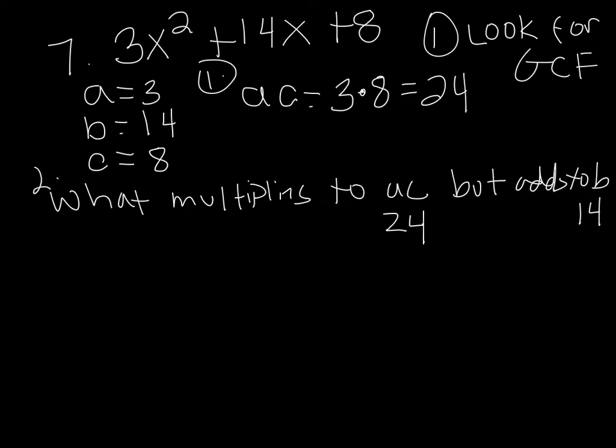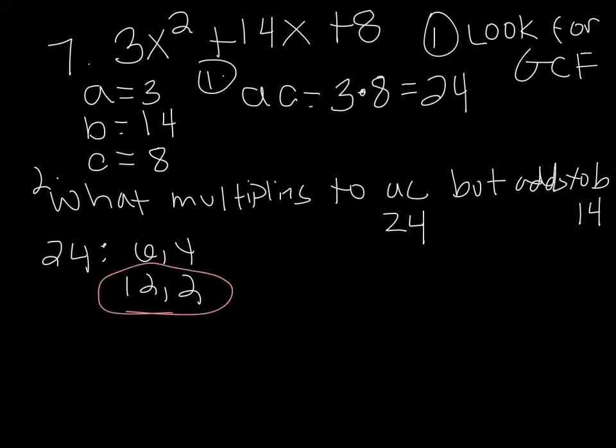Again, I'm going to start by looking at my multiples of 24 first. When you think about the number 24, I think about 6 times 4. That's one. 12 times 2. And as you're working through these, ask, can I add these together in such a way to get 14? 6 and 4, no you can't. But 12 and 2, yes you can.